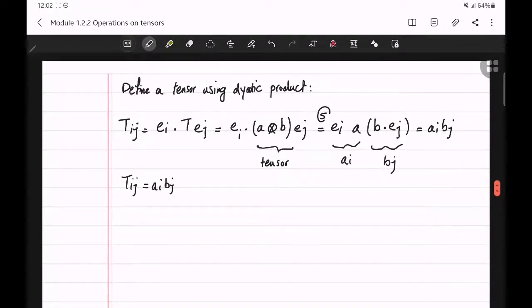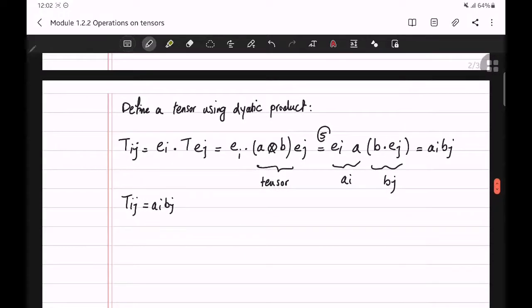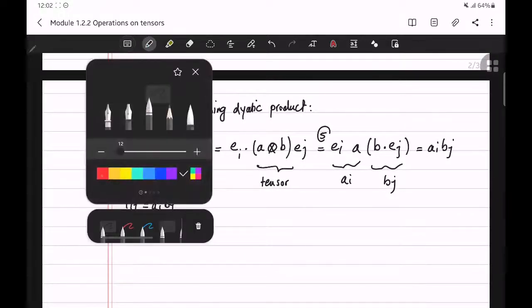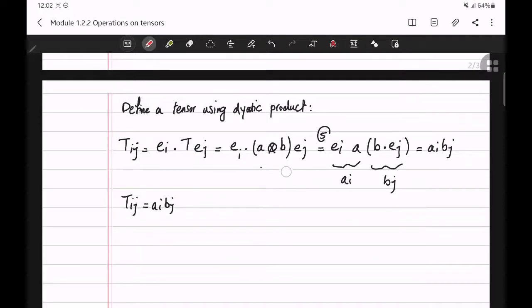And here I have to mention that I made this assumption. So we assume, I just jumped ahead, we assume that T is equal to A dyad B. So we assume something like this, and then we finally get this. So any tensor can be written as the dyadic of two, let's say, two vectors.